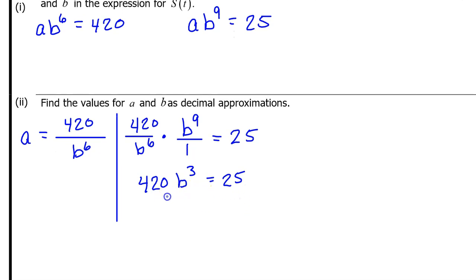Dividing both sides by 420, we get b to the 3rd power is equal to 25 over 420. To cancel out the 3rd power and get b by itself, we can raise both sides of the equation to the 1/3 power, like this.